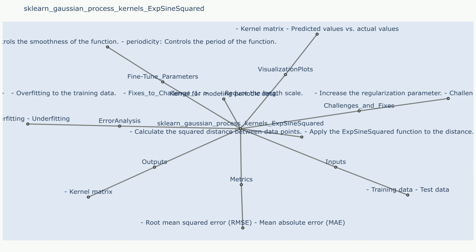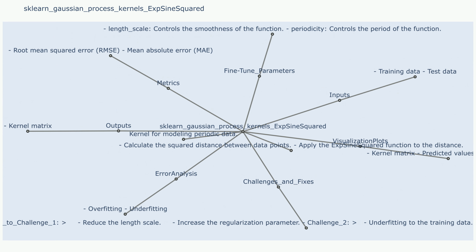Challenge 2: choosing the appropriate period. Sample use case that resulted in challenge 2: if the period of the sine function is not correctly chosen, the model may not capture the periodicity in the data. Fixes to challenge 2. Perform a Fourier analysis of the data to estimate the dominant frequency and use that as the period. Explore different values of the period and select the one that leads to the best model performance.